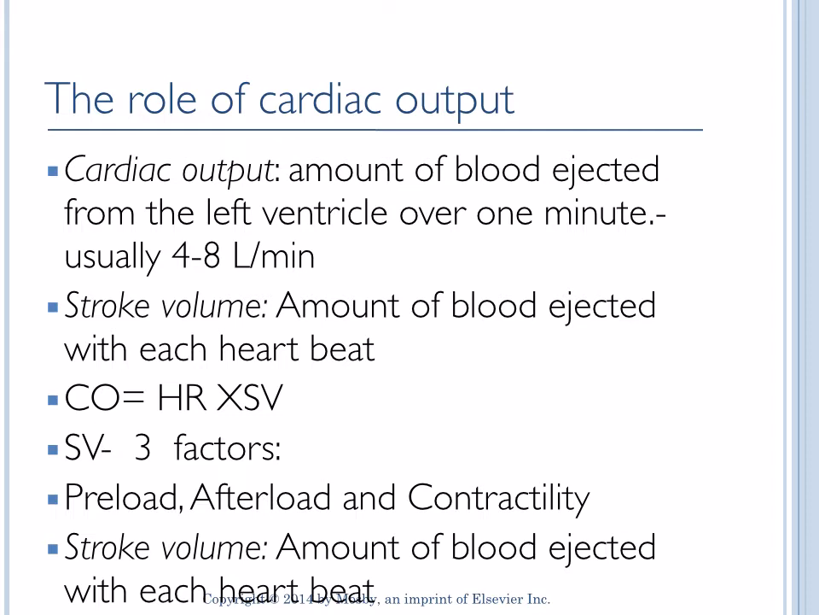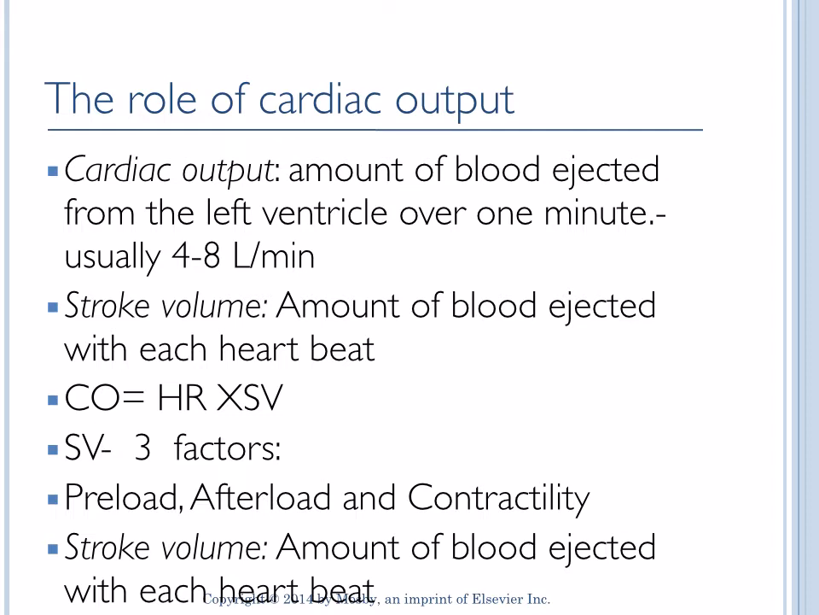Now, before I tell you the formula of cardiac output, let's go to the definition of stroke volume. It is the amount of blood ejected with each heartbeat. Okay, so there is one heartbeat, boop, and then there is some blood which is coming out. That's called stroke volume.